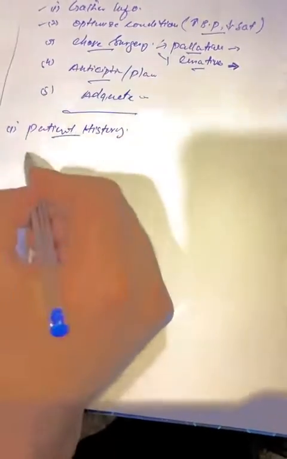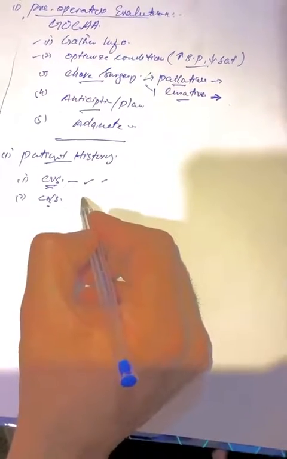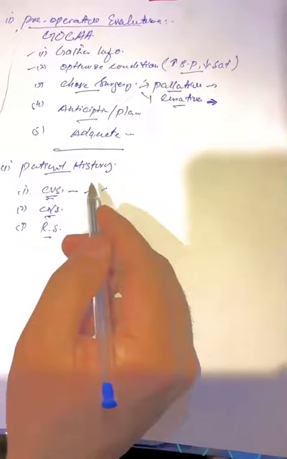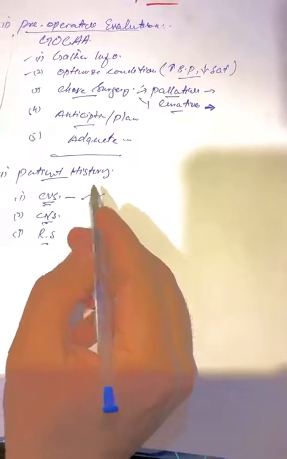wise. Like in the first one, we will have to ask about the cardiovascular system history, that is, any history of hypertension, any history of arrhythmias, any history of previous heart attacks. The second one is we will go through the central nervous system. Any attack of epilepsy or any stroke attacks, we will have to ask in the CNS. And the third one, we will go through the respiratory system. In the respiratory system, we will ask about any previous asthma, COPD, any type of chest infection, etc.